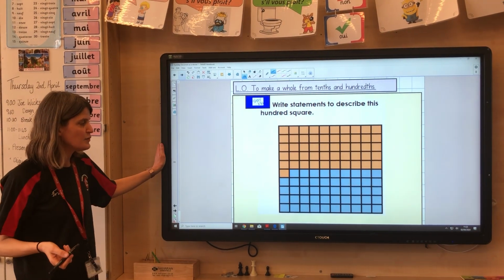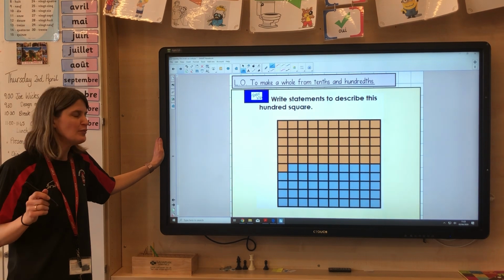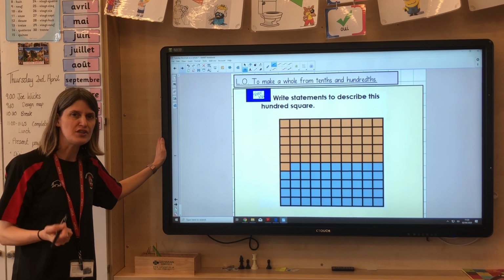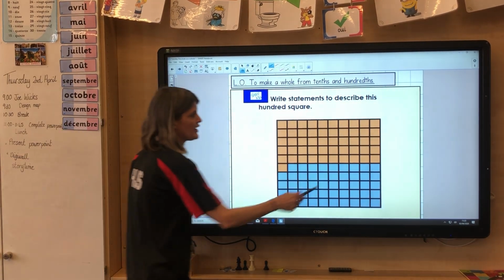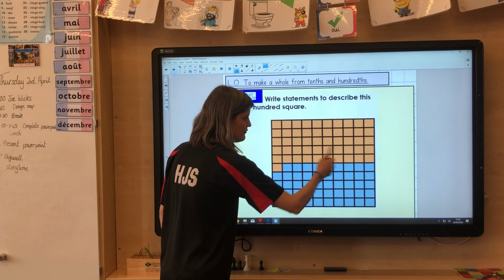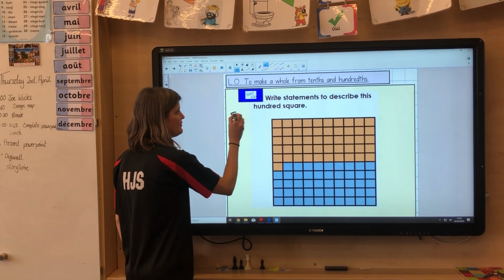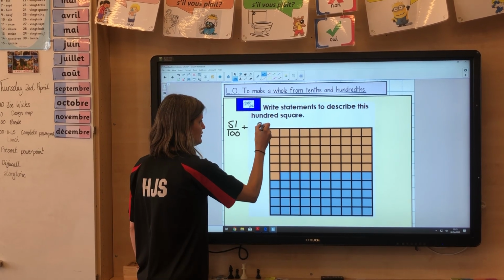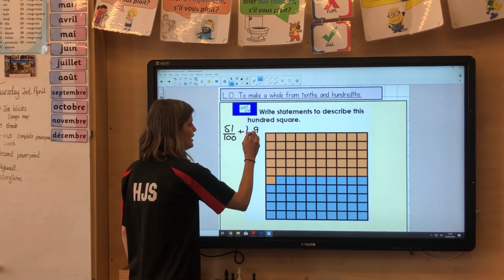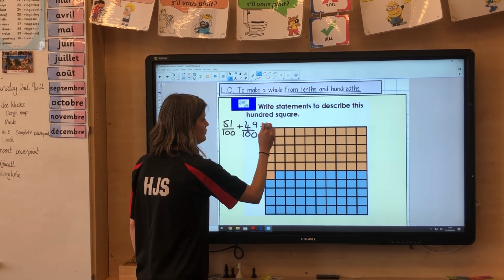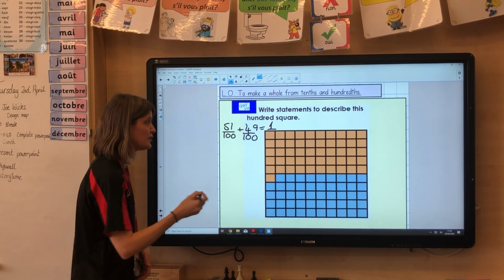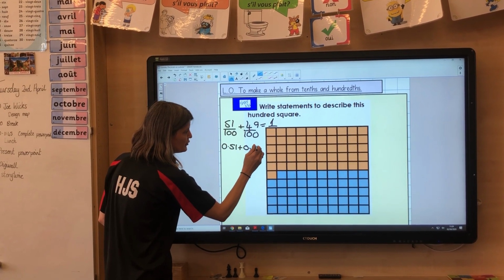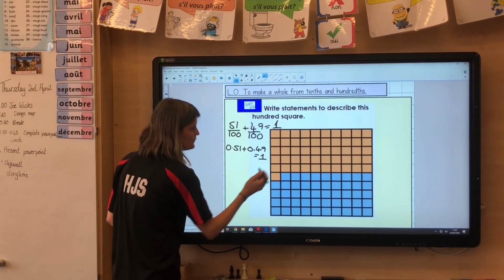Here's one for you to have a go at by yourself. See if you can write it first of all as a number sentence with fractions and addition, and then an extra challenge, can you write it as a decimal? So we have 10, 20, 30, 40, 50, 51, 51 hundredths. Add, I know I've got 9 here, I know I've got 4, 40, add 49 over 100, equals 1 whole, 100 over 100, or you could have written it as a decimal, 0.51, add 0.49, equals 1 whole.